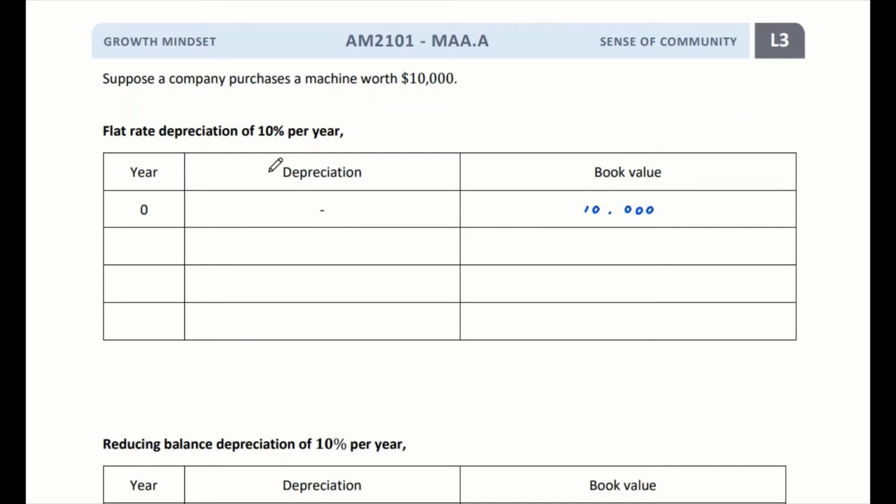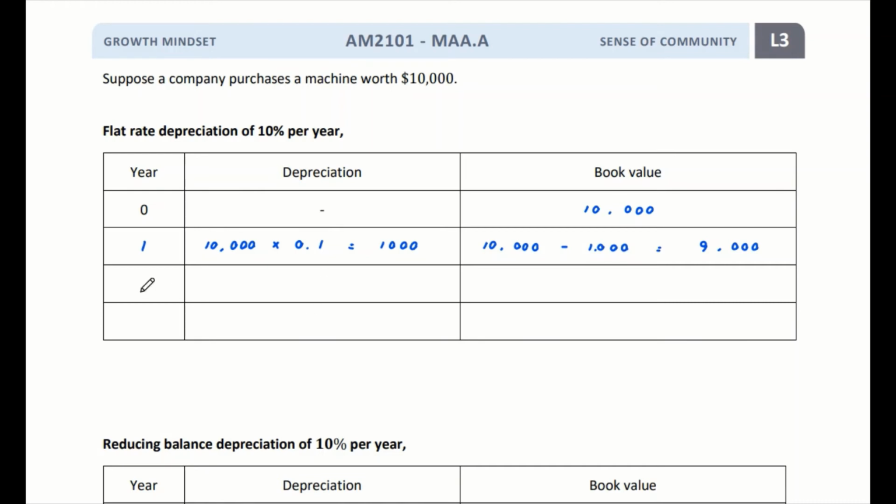Okay, after that, the depreciation happens at a flat rate of 10%. So after 1 year, it's going to depreciate by 10%. The depreciation here will be 10,000 multiplied by 10%, which is 0.1. From here, I'll be able to get 1,000, right? Then how am I going to calculate my new book value? It's going to be my initial value minus 1,000. Then I'll be able to get 9,000. So this is the value that I have after 1 year.